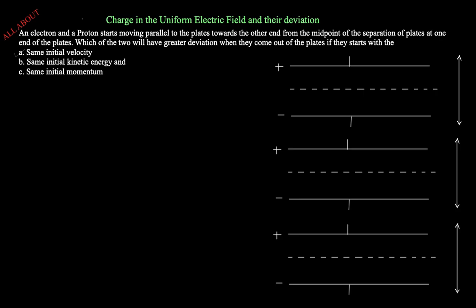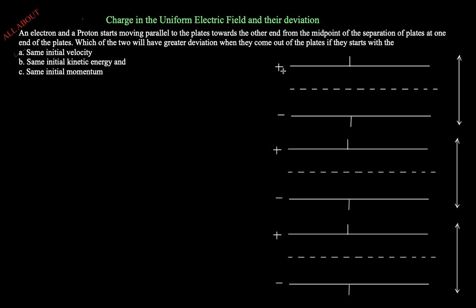Welcome to Mogojastro. In this video, we are going to discuss all about the charge in a uniform electric field and their deviation. That means for a charge, either positive or negative, depending upon the type of the charge, it deviates.